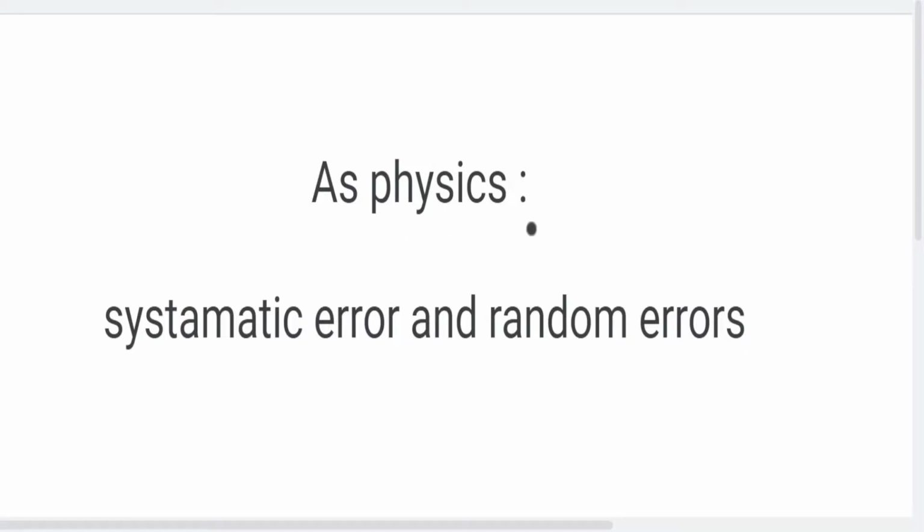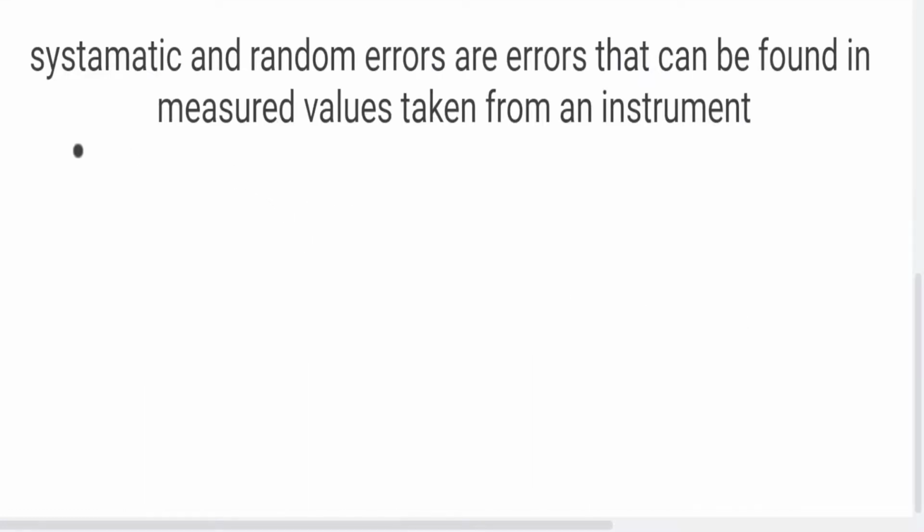Hey guys, this is AS Physics: Systematic Errors and Random Errors. Systematic and random errors are errors that can be found in measured values taken from an instrument. I have a ruler here and there are some scales on that ruler. Now, when I misread, or if there is a problem in the scale, that is said to be an error.